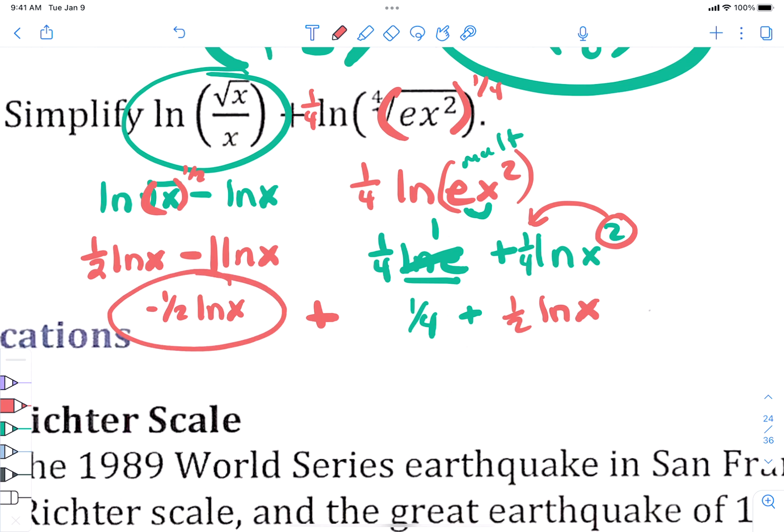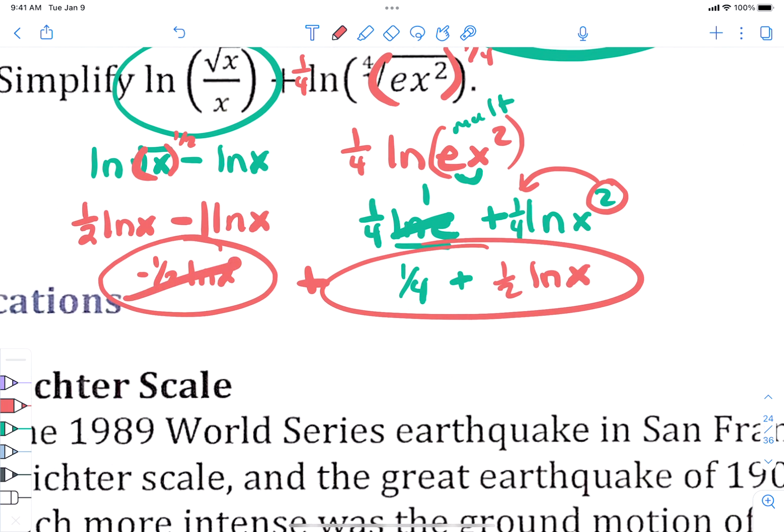So we have this piece combined with this piece. Negative 1/2 ln x, positive 1/2 ln x, those cancel, and it equals 1/4.